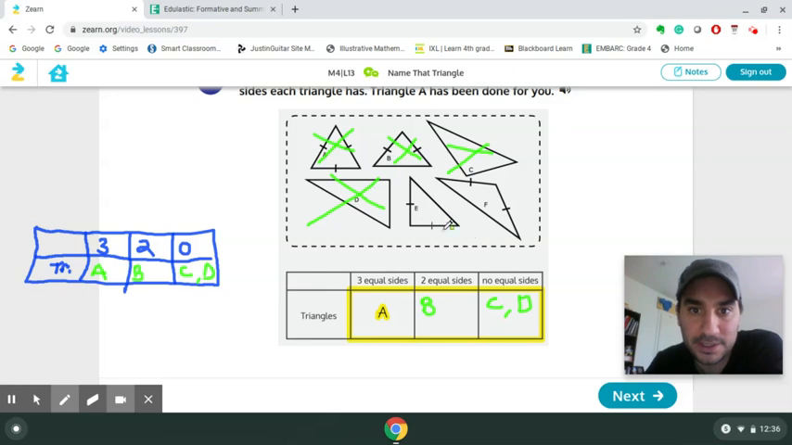Two more. Let's look at E. Again, it looks like we have another right triangle, just like D, but this time our right triangle has two equal side lengths. I can tell by the hash marks, by the tick marks here. So E goes into the second box, two equal sides.